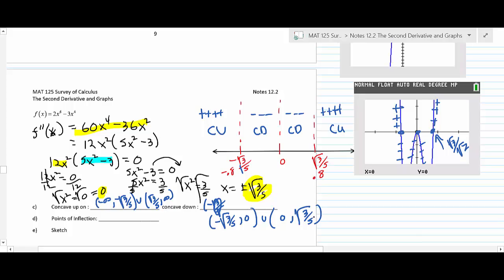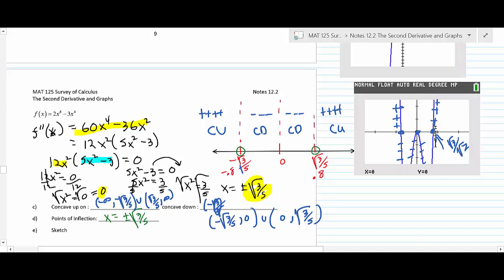Do you have any points of inflection? Your sign chart will tell you. How many times did the concavity change? Twice. Where did it change? At negative square root of 3 over 5 and positive square root of 3 over 5. Now don't look at your graph, that'll confuse you on your concavity. This is the concavity of the function. So you would have points of inflection, and let's just write x values. You could even say plus or minus root 3 over 5. That's how you put the whole thing together.